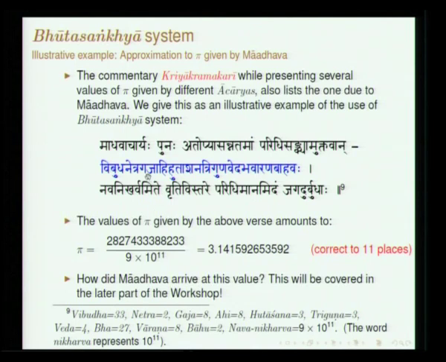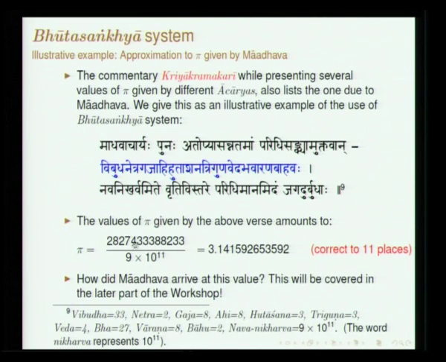So, therefore, it represents 8. Ahi is also 8. Ahi represents serpent, 8 serpents kind of a thing. Hutashana, see Hutashana represents fire, Hutam offered, Ashana one who swallows. So, fire is also 3 because we have Tretagni: Dakshinagni, Ahavaniya and Garhapatya. So, Hutashana refers to 3 and we have 3 here, 3 also represents 3, therefore, 3 3s consecutively. Hutashana 3 and then we have Guna.